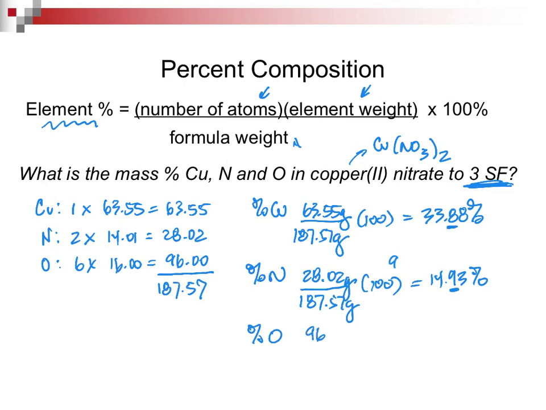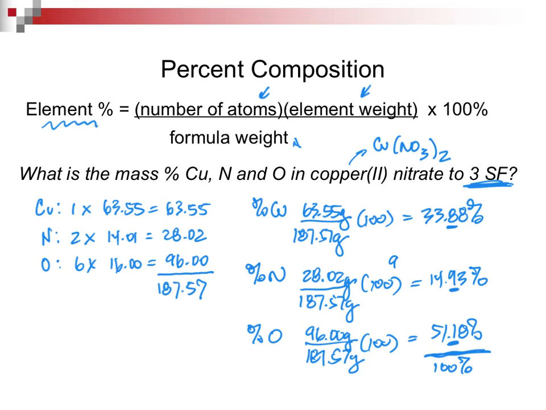And my last is my percent oxygen. I will go 96 grams divided by 187.57 grams, multiply by 100, and come up with 51.18%. Now, my gut feel is they're not going to ask you for all 3, but I do them here because I want you to see that they have to add up to 100%. So keep that in mind when you're working a percent composition problem.